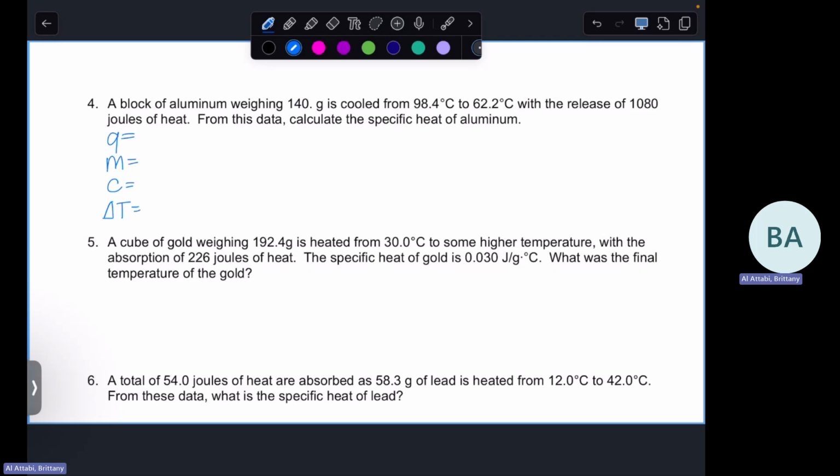Okay. What do we know? Ella, tell me a variable that you know based on the word problem. 140 grams is M. Fantastic. Tristan, hi friend. Give me a variable that you know from number 4. And what letter does that go with?